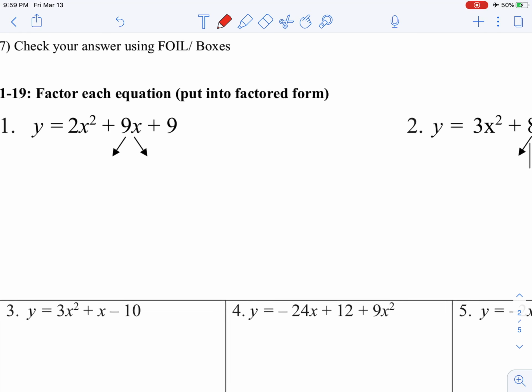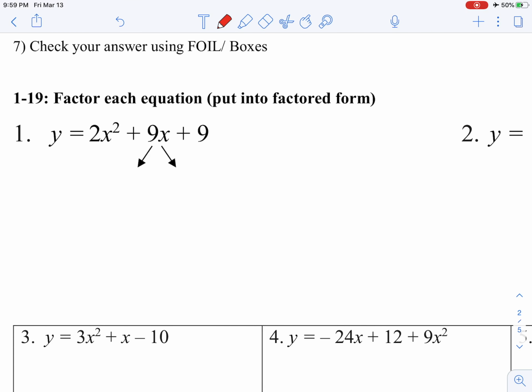So let's do it from, we're going to skip all the way down to the next page, and we're going to do this problem right here. So we're going to start off, and we're going to make our x. The AC is what goes on top. So AC is 9 times 2, which is 18. Then this down here is the B value, which is 9.